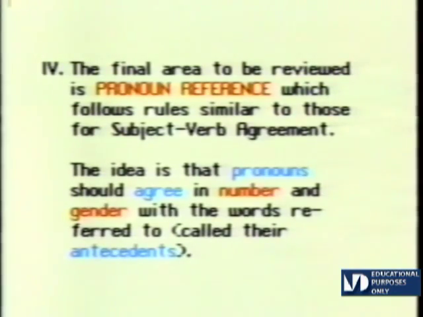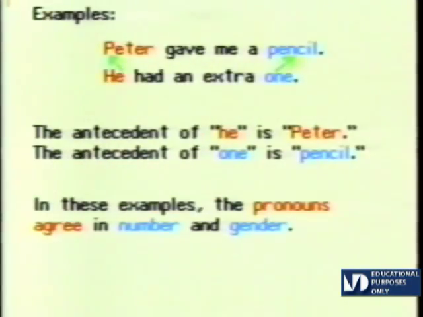4. The final area to be reviewed is pronoun reference, which follows rules similar to those for subject-verb agreement. The idea is that pronouns should agree in number and gender with the words referred to, called their antecedents. Some examples. Peter gave me a pencil. He had an extra one. The antecedent of "he" is Peter. The antecedent of "one" is pencil. In these examples, the pronouns agree in number and gender.